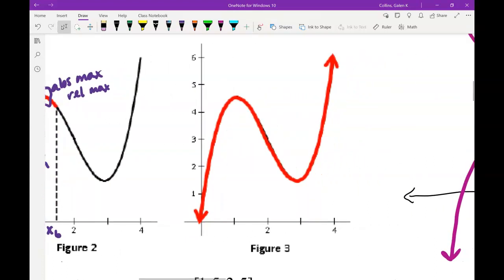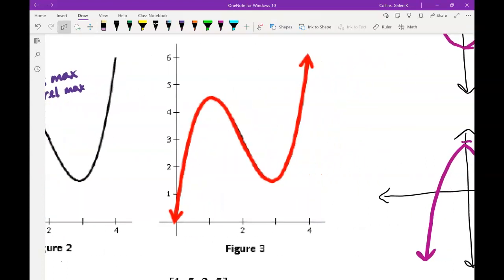Lastly, when we consider the entire function, in figure 3, this would have no absolute min or absolute max because the function continues down forever and up forever. So we could identify relative extrema, but there'd be no absolute min or max if we consider the entire function.